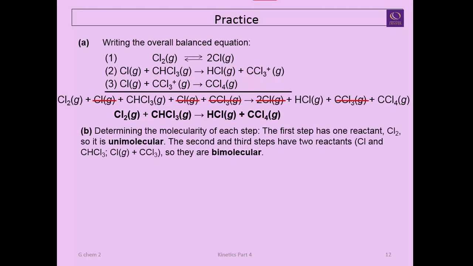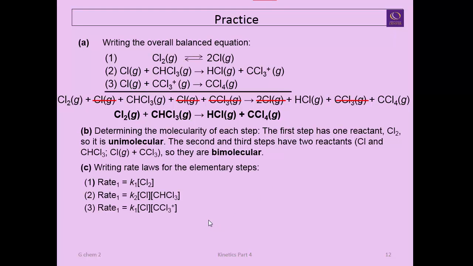Determine the molecularity of each step. The first step has one reactant, so it's unimolecular. The second step has two molecules, bimolecular. The third step is two molecules, bimolecular. So then writing the rate laws for the elementary steps, one molecule here, it's first order overall with the chlorine molecule. The second step is second order overall. It's first order for the chlorine atom and first order for the trichloromethane. Third step, second order overall, but first order for chlorine molecule or atom, and also first order for the carbocation.